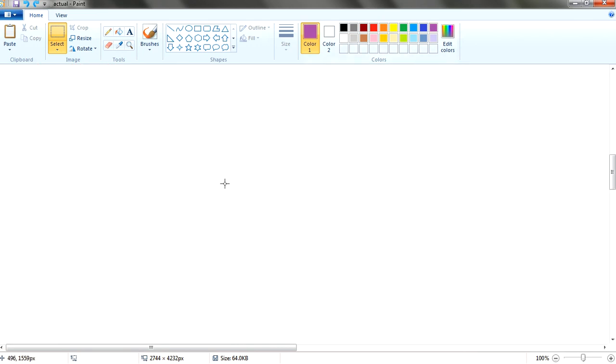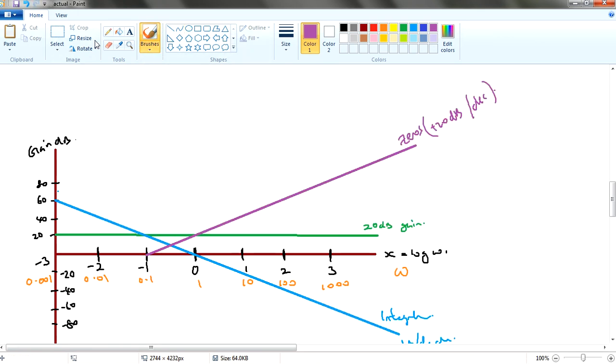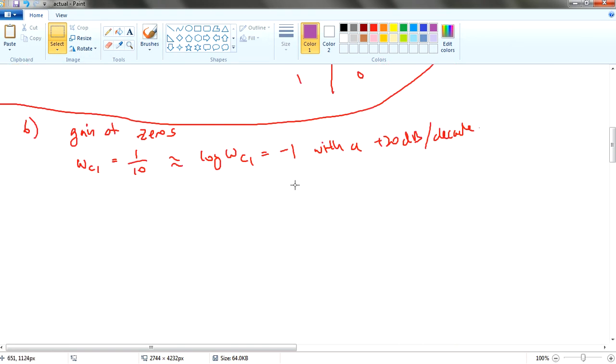So let's plot it out. Minus 1 is actually at this point over here. So at minus 1, I have plus 20. Per decade, maybe I should write it over here first. So this is 1 decade, and in 1 decade I have 20 gain. This is what it means, the gradient. So this is the zeros, and I will label it plus 20 per decade. Now likewise for the poles.